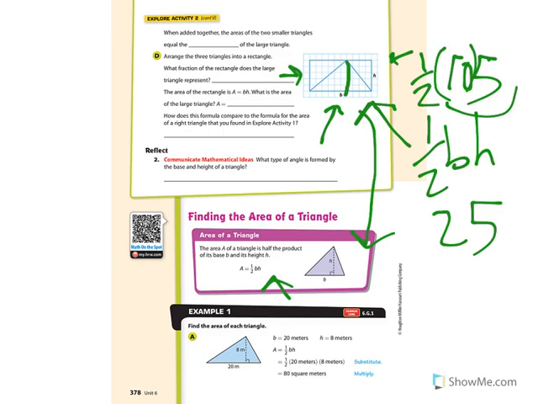It's a pretty standard day today. Make sure you're taking 1/2 of that. So let's look at example 1. What do we have? 1/2 base times height. I'm just going to plug in my numbers.